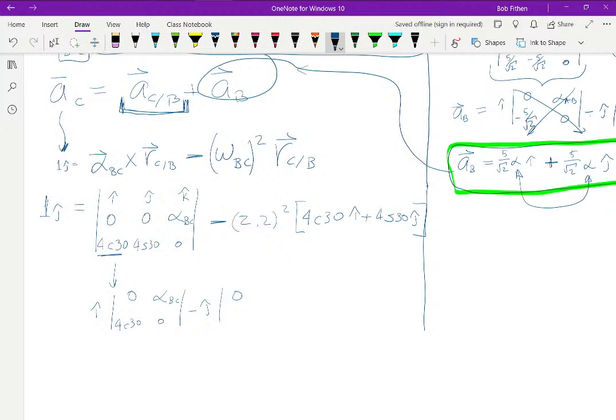Cofactor expansion. So in the j, so I'm pulling out the i. The i means you get rid of that, and you get rid of that. So that should be a sine. The j component, you get rid of that, you get rid of that. 4 cosine 30. Now, I can stop and calculate all this out.